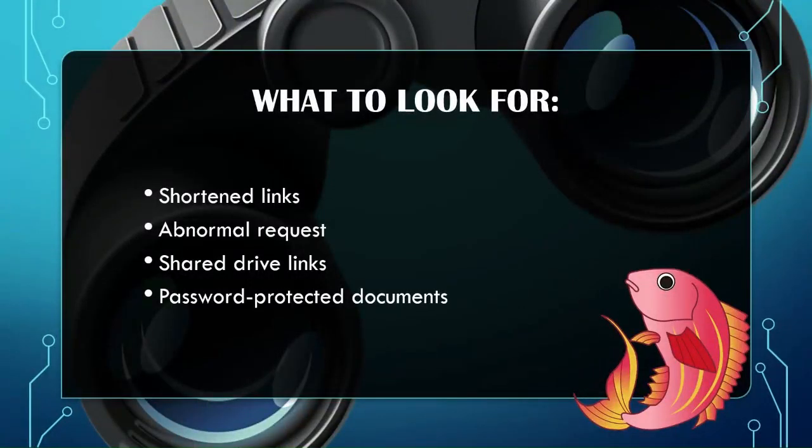Some of the ways to look out for this type of phishing attack would be, again, those shortened links, those bit.ly links that you're unsure of. That would be the first thing to look for. The second thing to look for would be an abnormal request. If the sender is asking you to download or install something that you're not too sure of, that can be a good telltale sign of a spear phishing attack.